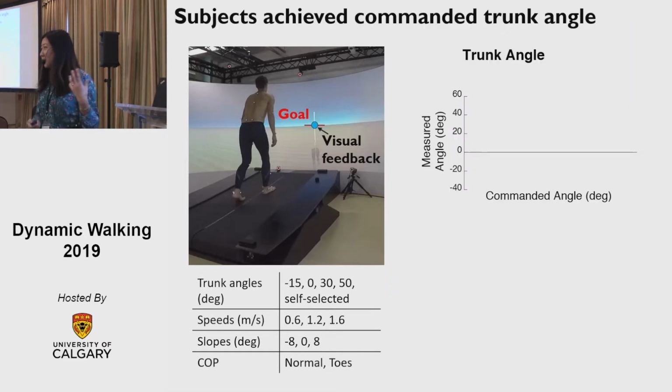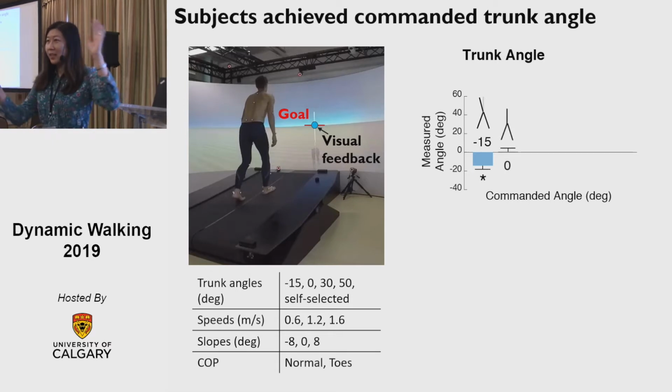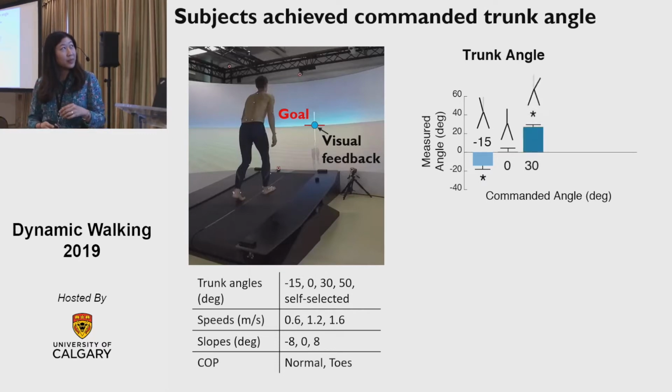So I'm going to first show that the subjects were able to achieve what we asked them to do. If you look at the commanded angle and the measured angle, if we ask them to lean back at minus 15, they do roughly about that. At 0, they're able to maintain 0. And this is lumped over all, when they're walking on different slopes and everything, they're still trying to maintain that goal. So they're able to do it across all these different combinations of trials. So 0 angles, 30 degrees, and 50 degrees.